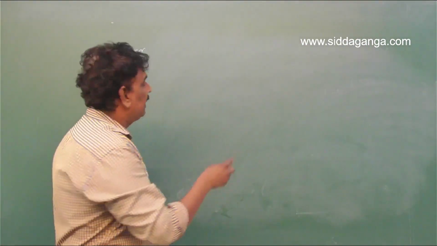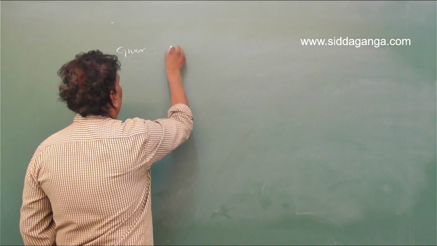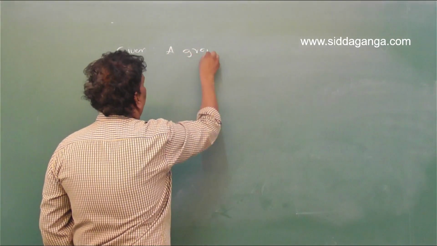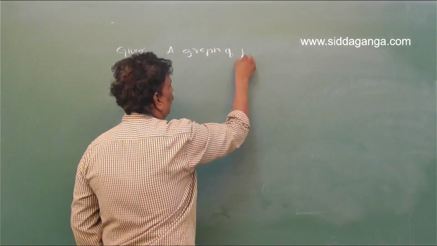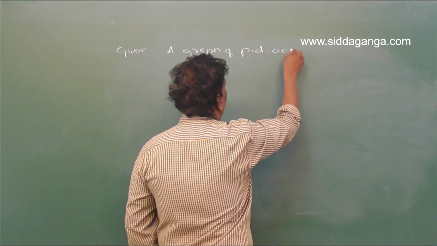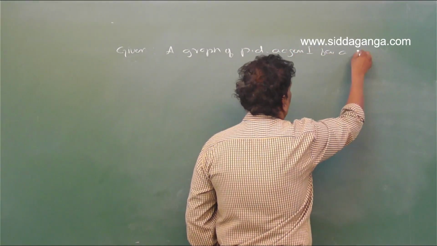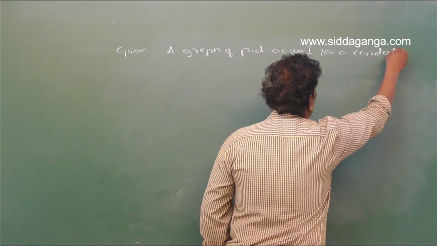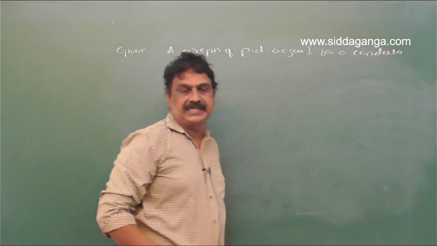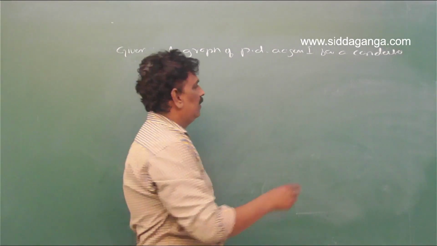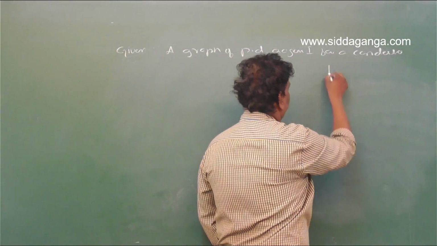Now we have been given a graph of potential difference against current for a conductor or a resistor. So the graph is like this.